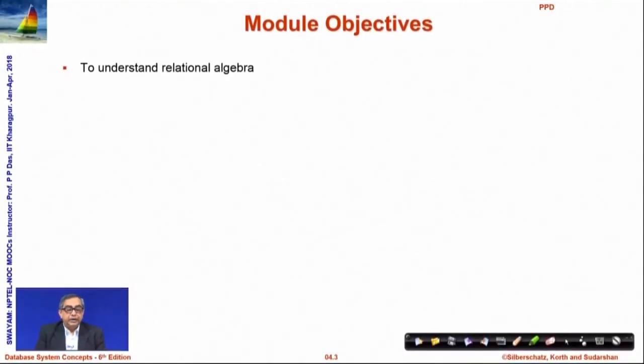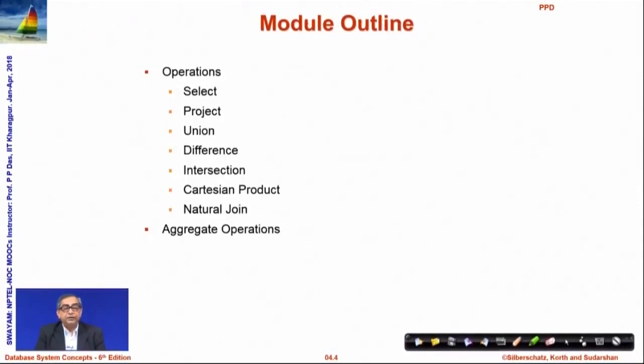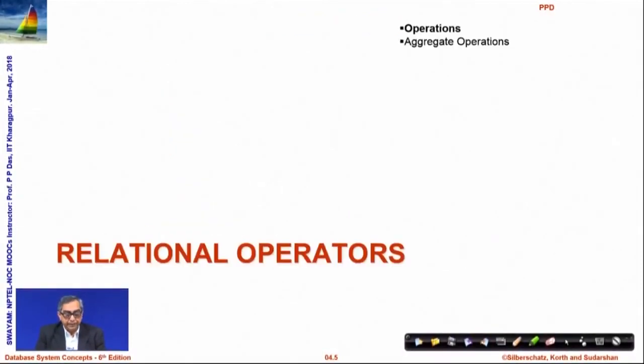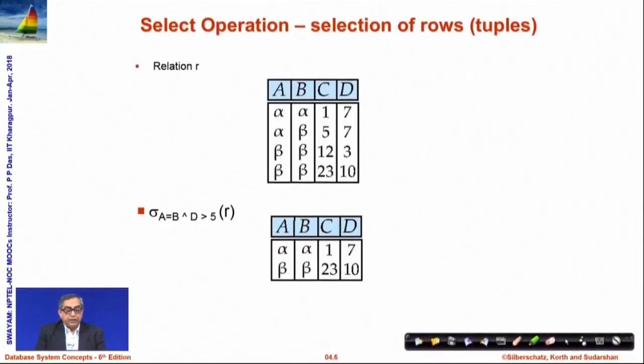In this module, we will try to understand more about relational algebra and familiarize ourselves with its operations. These are the different operations that we will look at: select, project, union and so on. Some of them are simple set theoretic operations, some are newly defined operations, and we will look at the aggregators. So, relational operators. What is a relation? As we have seen already, a relation is nothing but a table.